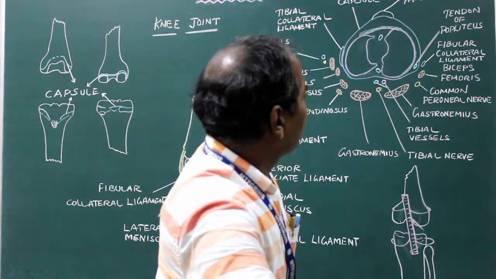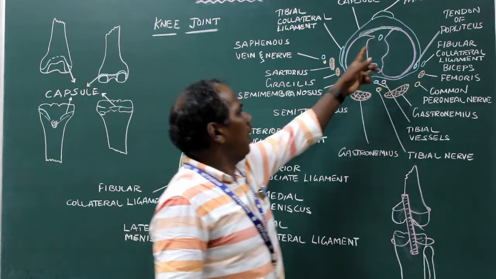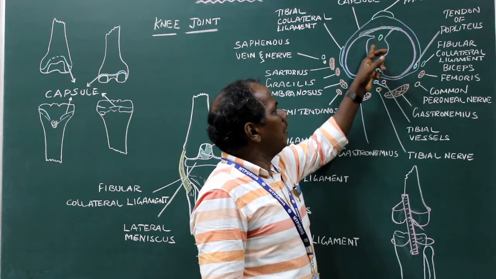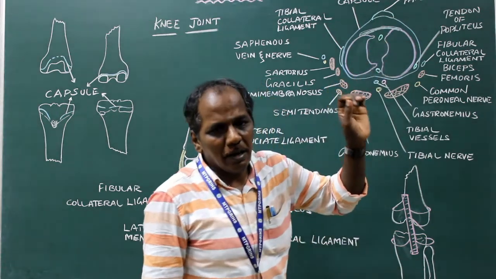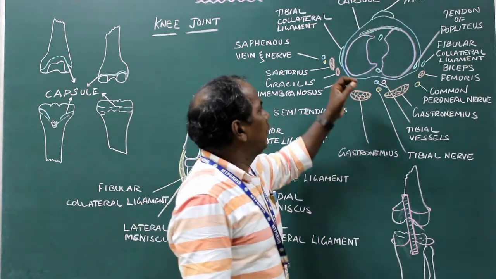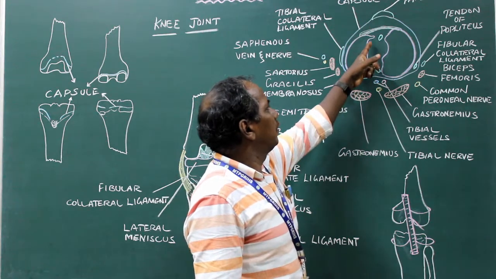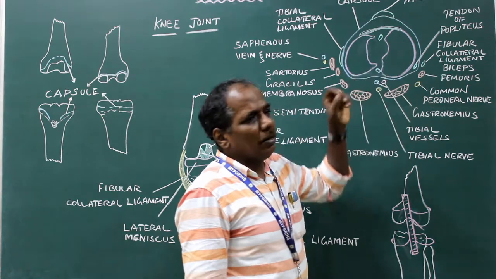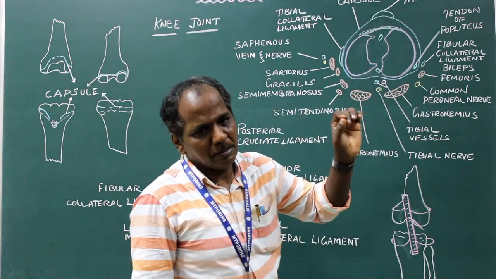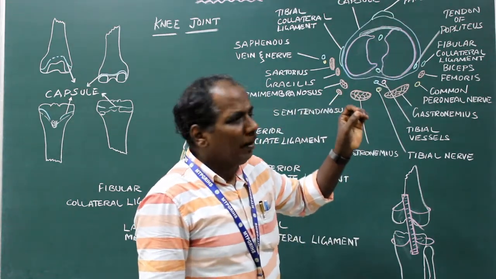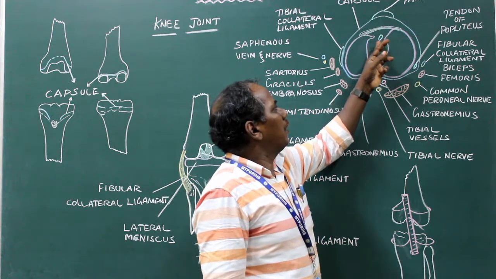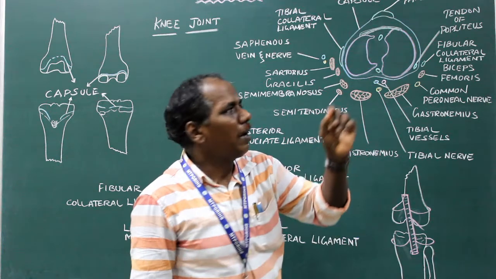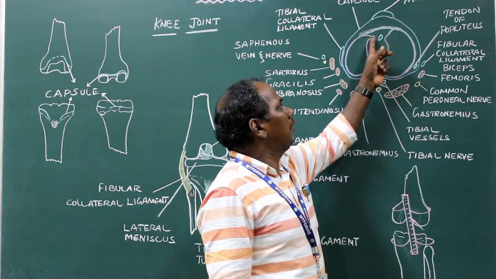So the anterior cruciate ligament is attached to the anterior part of the intercondylar area between the anterior horn of the lateral meniscus and the anterior horn of the medial meniscus. So distally it is attached to the anterior part of the intercondylar area between the anterior horns of the lateral and medial menisci.